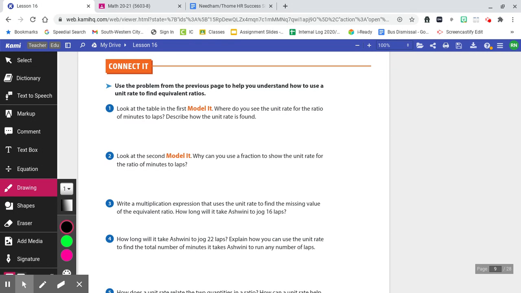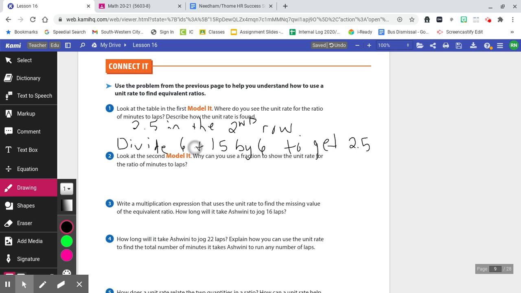You should have said the unit rate is the number 2.5 in the second row. And how did you get it? Dividing 6 and 15 by 6. Divide 6 and 15 by 6 to get 2.5 minutes. Because I'm turning this 6 into a 1 to give me my unit rate.